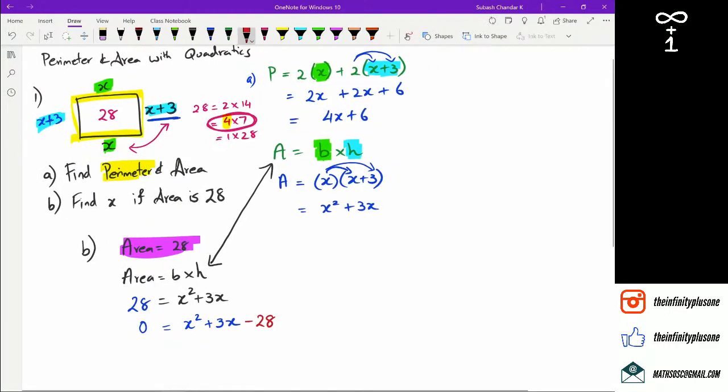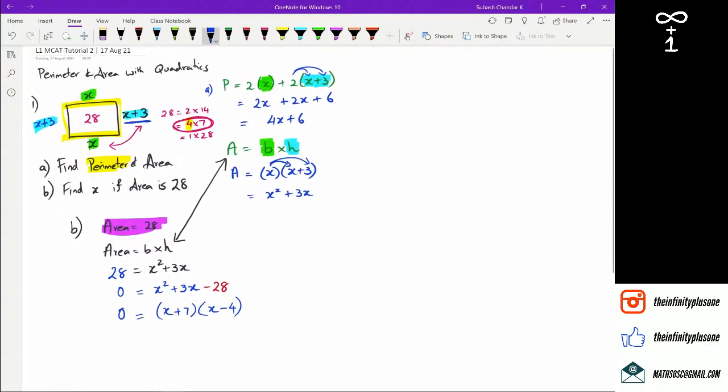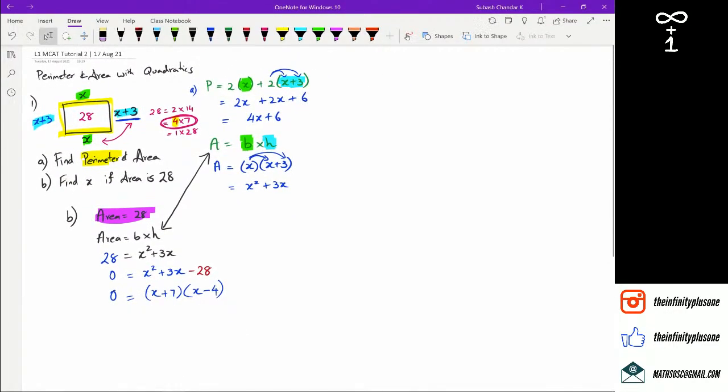So we can see that there's two numbers here. We can say 0 is equal to, what do we got? We're going to factorize this quadratic. We're looking for two numbers that multiply to negative 28 and also add up to positive 3. In this case, we're going to get x plus 7 and x minus 4. Once we get that, we're going to put each of those brackets equal to 0.